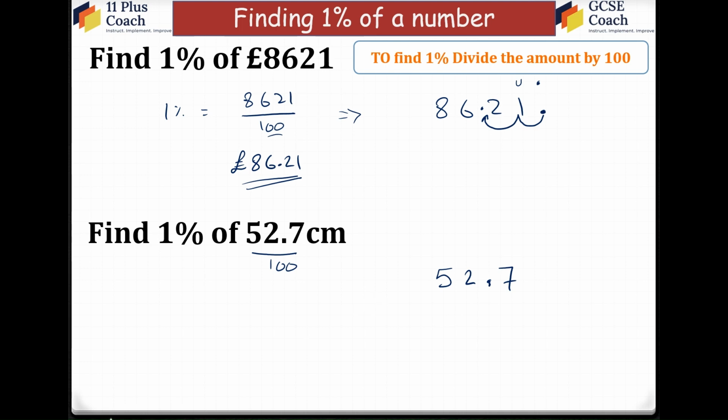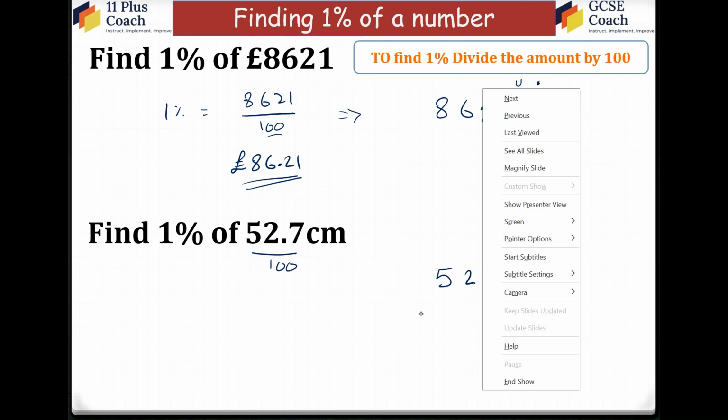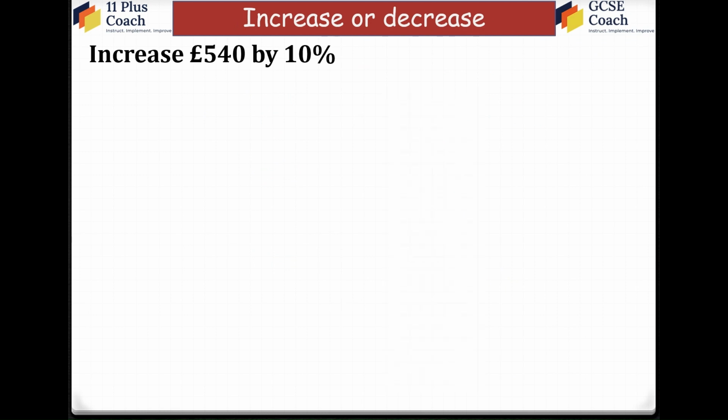So 2 lots of, my pen has stopped working. Okay. So you write 2 places to the left. So in this case, 52.7 becomes 0.527. Hopefully you got that right. I have no idea why my pen stopped working. Okay, I think it's working now.